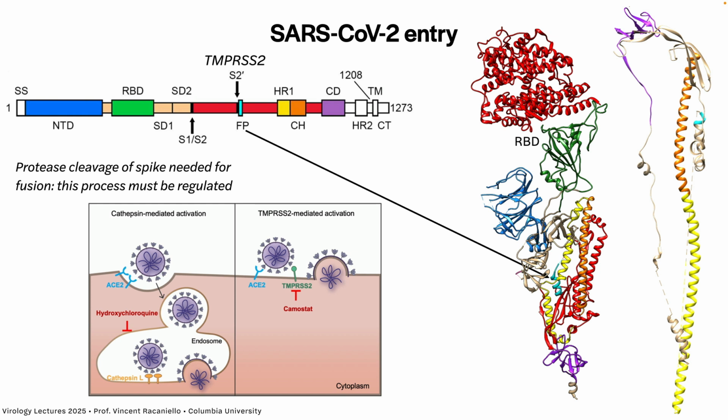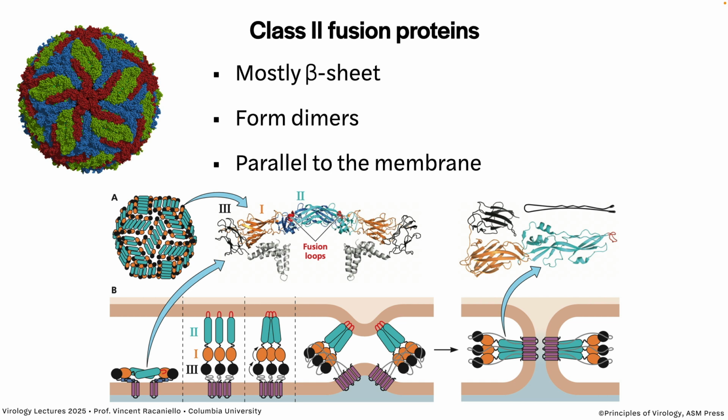It's why hydroxychloroquine never had a chance. There are also class 2 fusion proteins that are flat on the surface of the virus particle. They're mostly beta sheets compared to class 1, which are alpha helices. They're dimers instead of trimers. They're parallel to the membrane. But they still work. And they still work like hairpins.